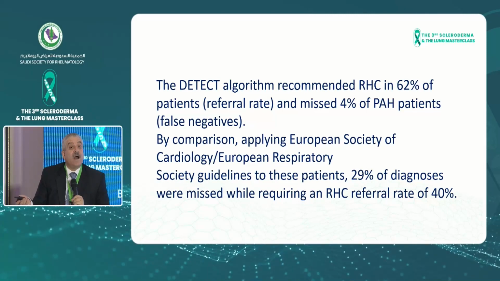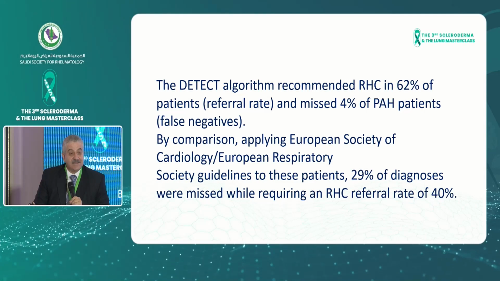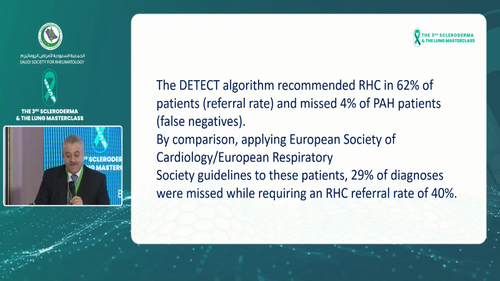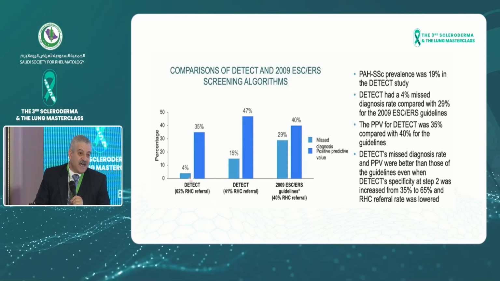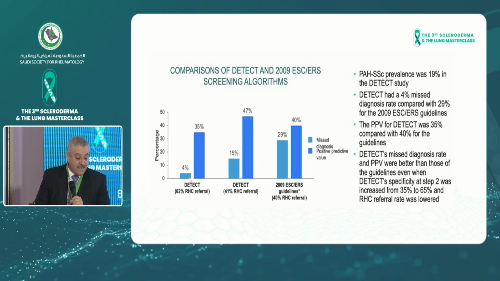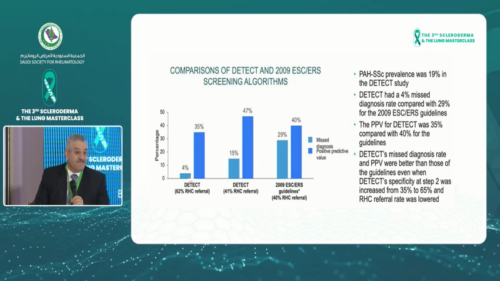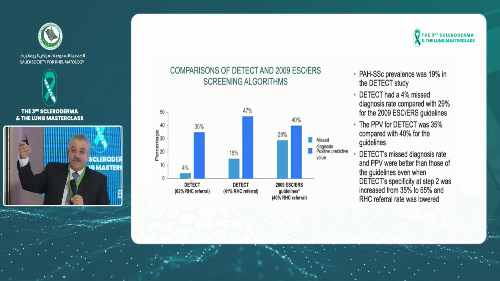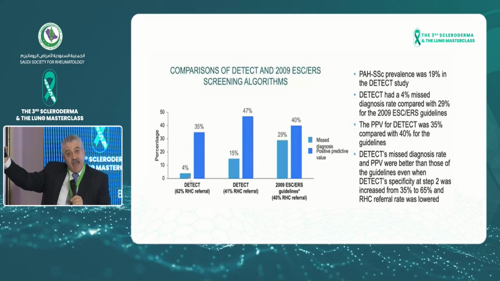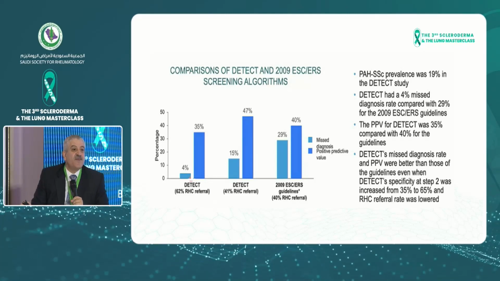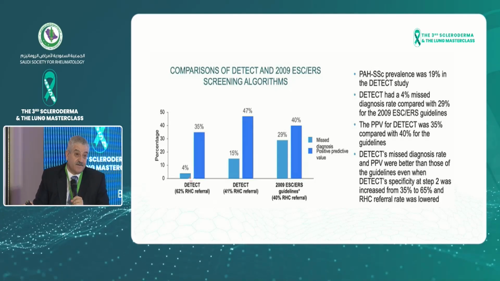And if you apply the European Society approach, you will end up missing much more. 29% of the cases were missed. And fewer people were referred to the right heart cath when you compare the two. And this is showing you the differences. On the left-hand side, the DETECT was missing 4%, and there was 35%, if you wish, that's the positive predictive value. So if you predict the patient is having PH according to the DETECT algorithm, 1 in 3 will have the disease. But if you follow the echo only, you will miss a third of them, and you will probably guess that you need to send them to right heart cath in 40% of the times only.